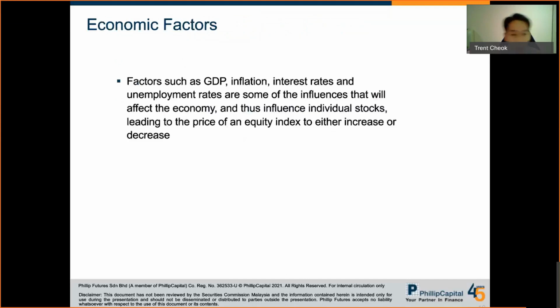Okay, so among all the economic indicators, we have GDP, inflation, interest rate, and employment rate.